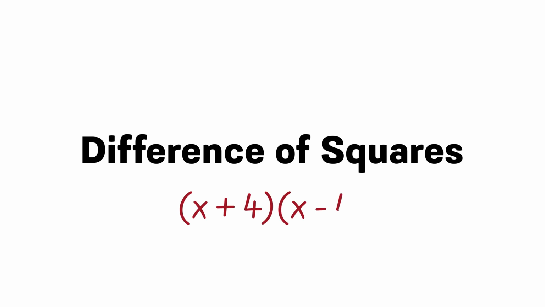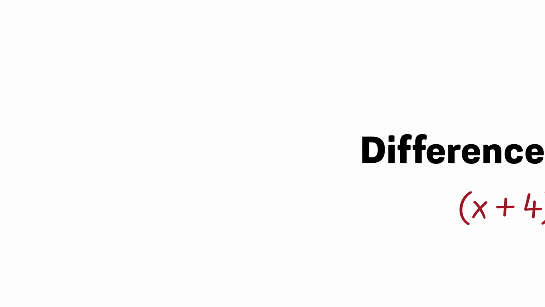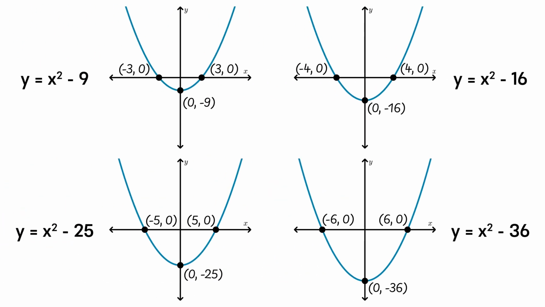In this video, we'll explore a second special case called difference of squares. But before we explain what that means, let's first look at a few graphs. Pause the video and see what you notice about the equations of each graph compared to their x-intercepts.